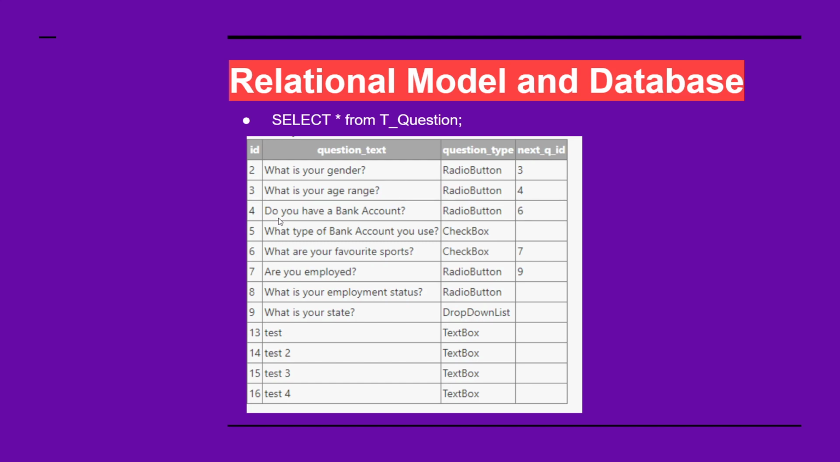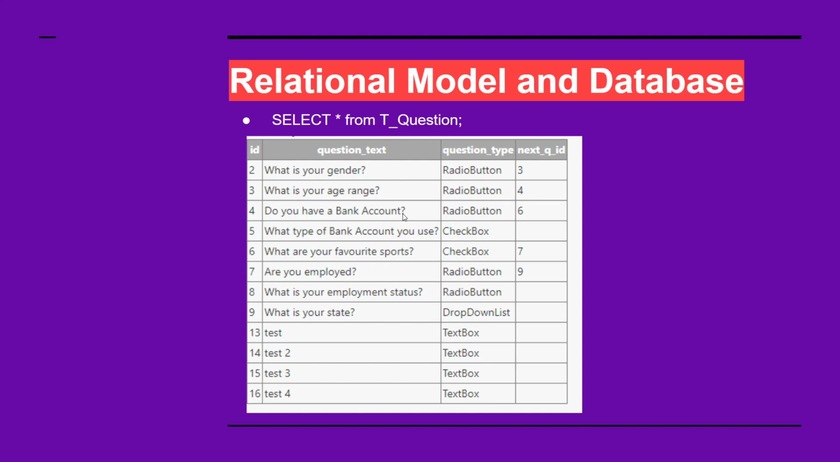If you look at question ID 4, do you have a bank account? Then what is question number 6? That is, what are your favorite sports? Then question number 5 is what type of bank account? And question number 4 is, do you have a bank account?